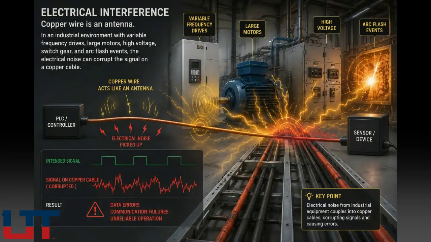Copper wire is an antenna. In a typical office, that's not a problem. But in an industrial environment with variable frequency drives, large motors, high voltage switchgear, and arc flash events, the electrical noise can corrupt the signal on a copper cable. That's where fiber starts to become the better choice.